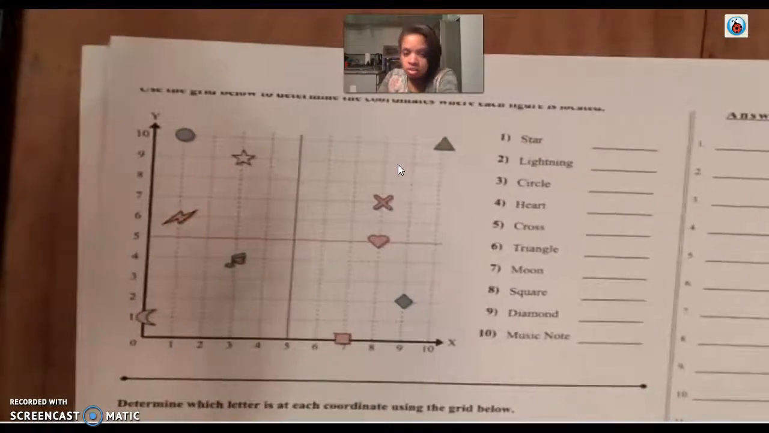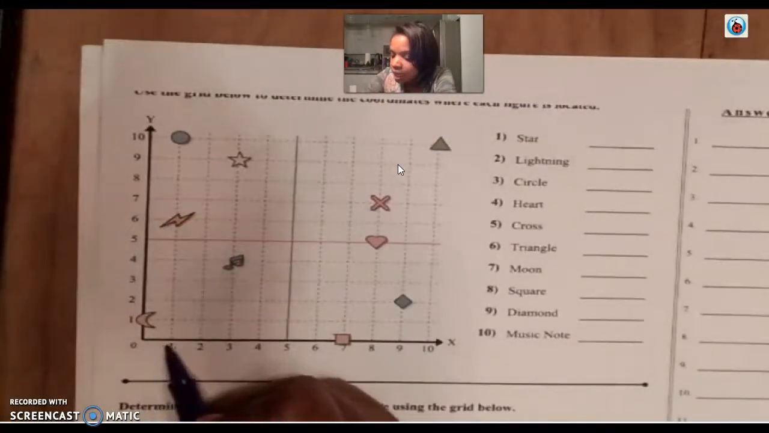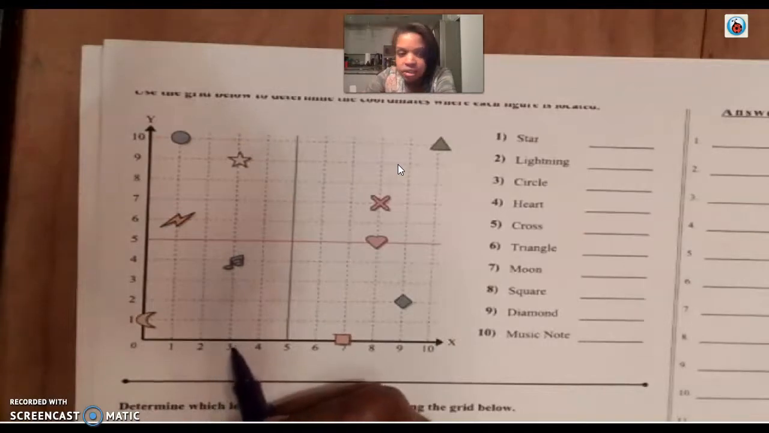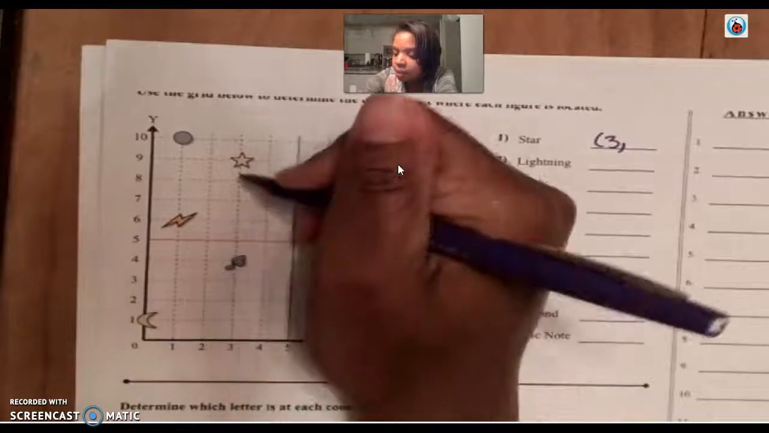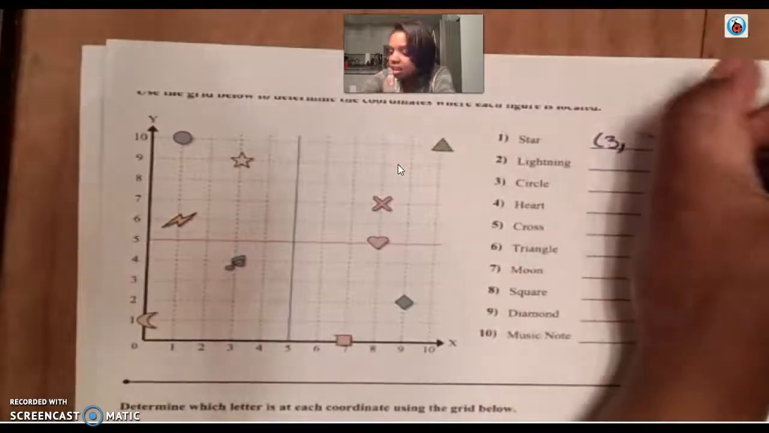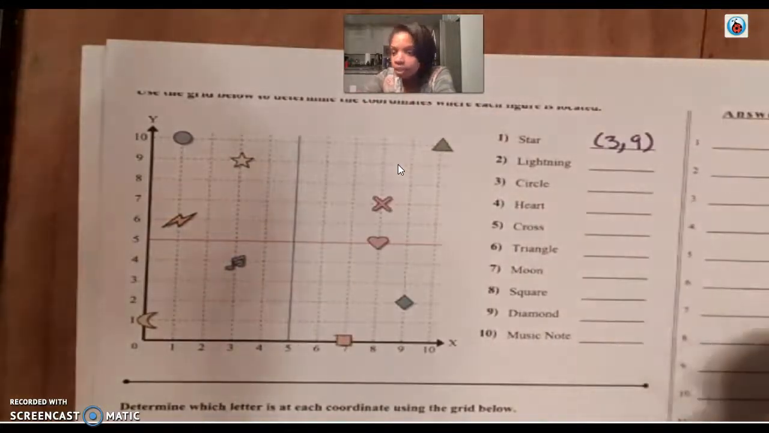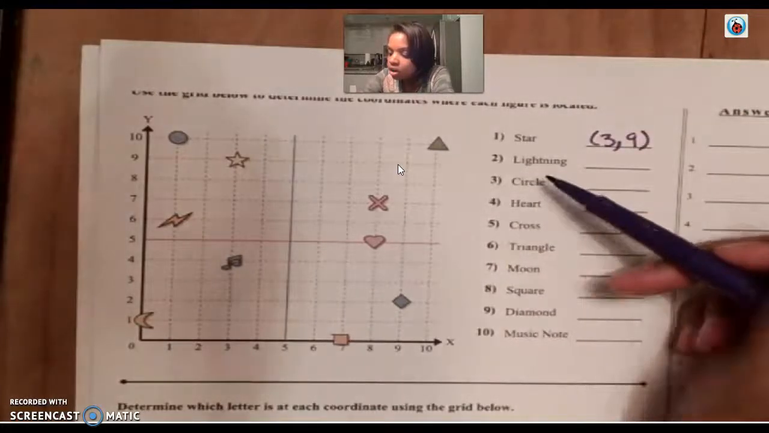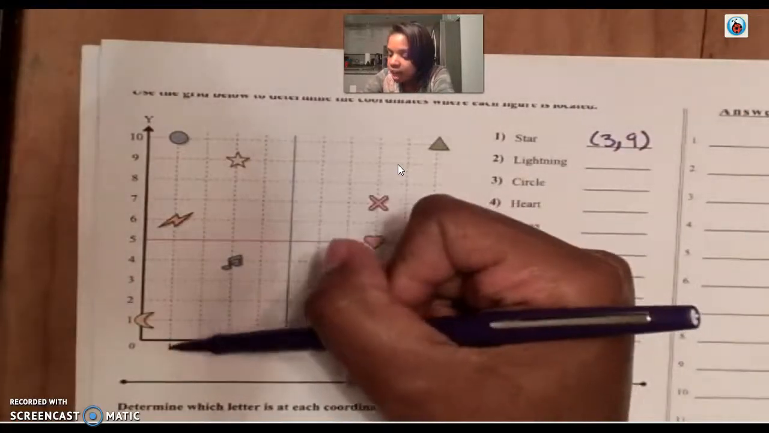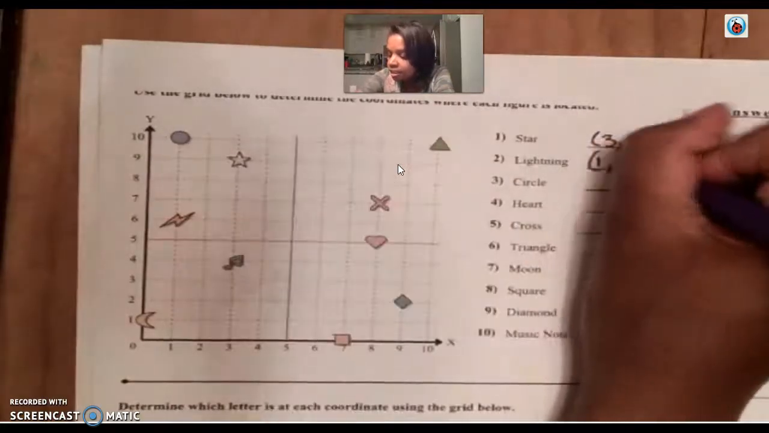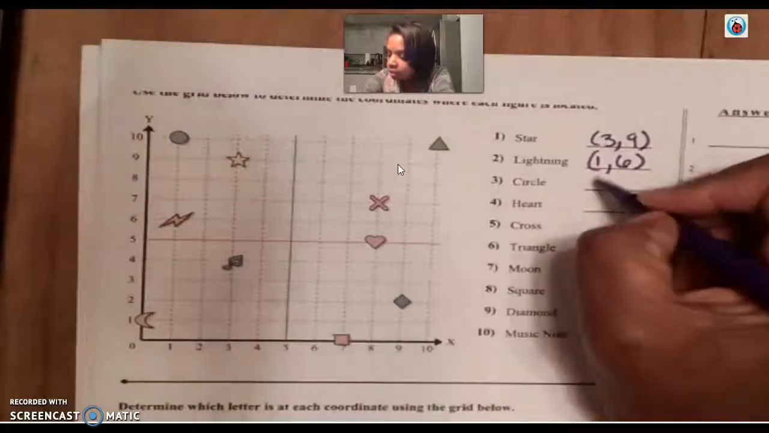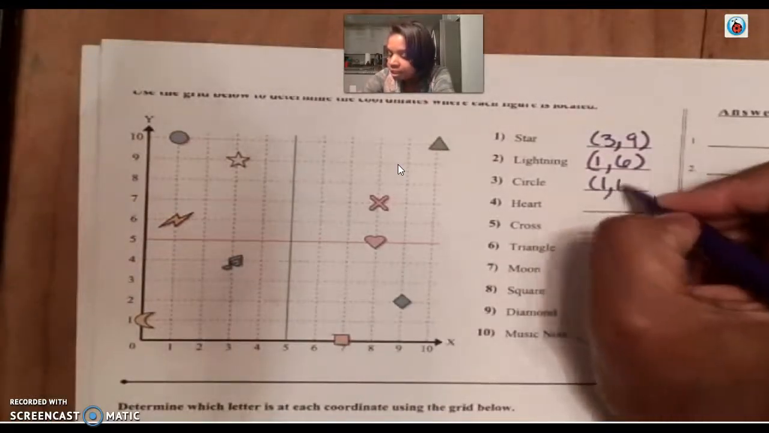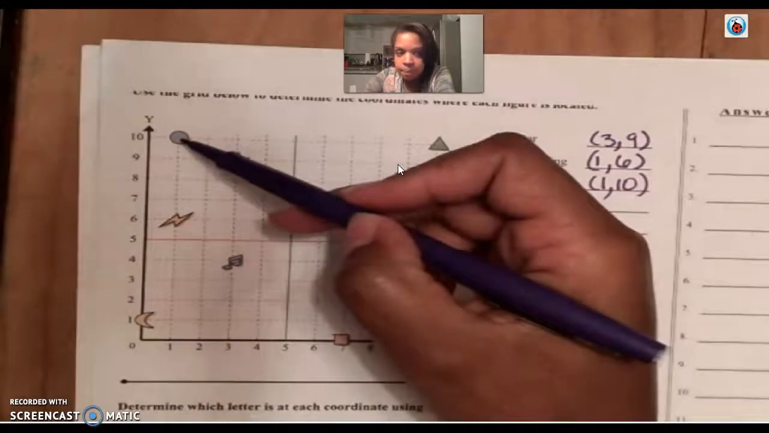So for the star, I would slide over the x-axis first, and that shows me a 3. And then up the y-axis, and that is a 9. So 3, 9 would be your ordered pair. For lightning, I slide over 1, and then up 6. So 1, 6. For the circle, 1, 10, because it's up there.